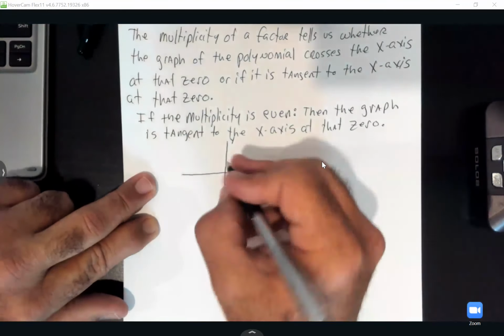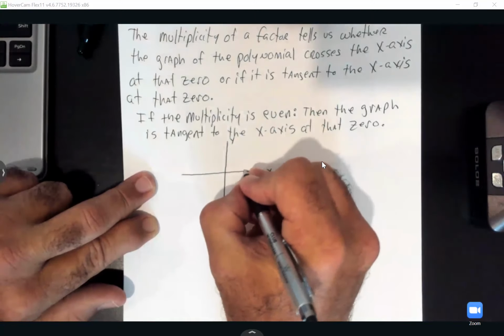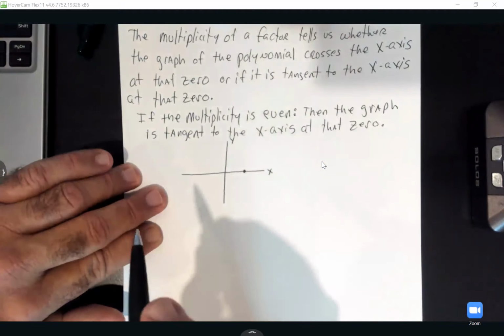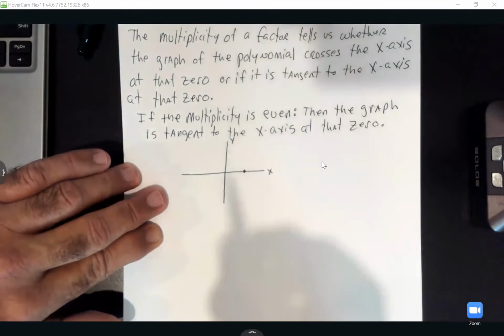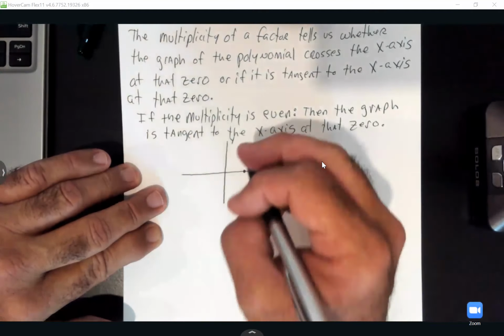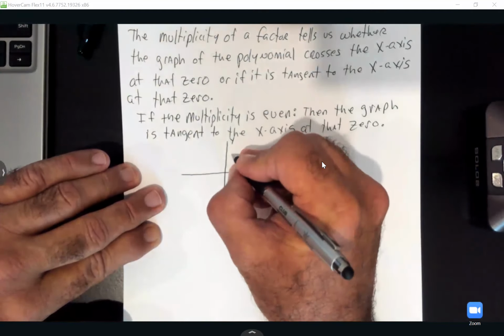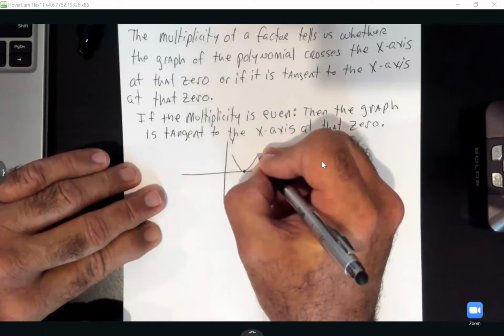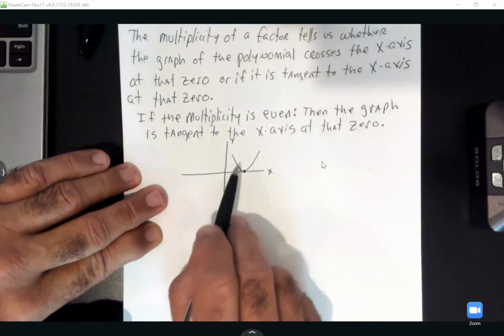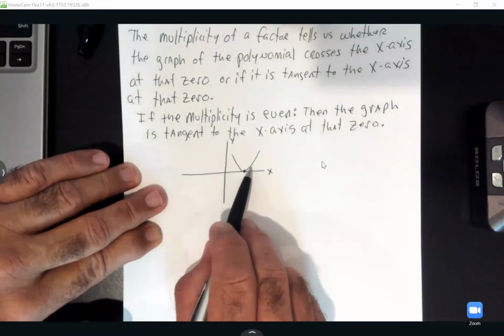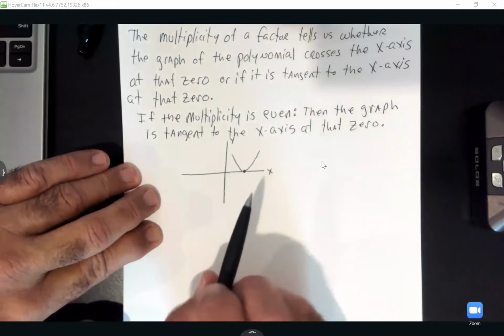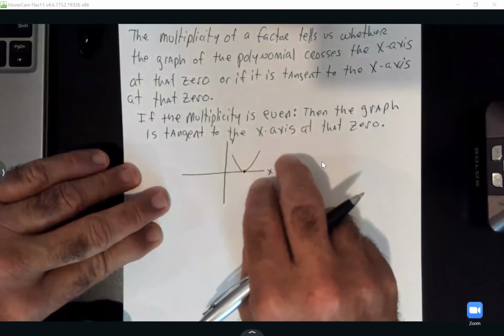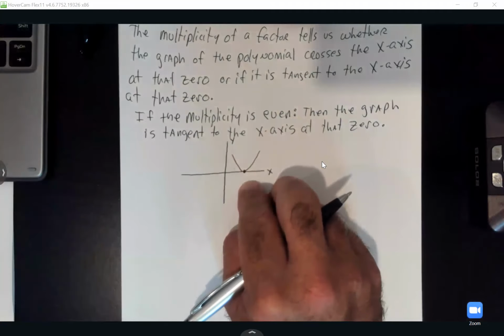Say I worked a problem and my 0 was 5, and say it was an x minus 5 squared or an x minus 5 to the 4th. If it was an even multiplicity, what it means to be tangent is the graph is going to come down, touch the x-axis, and then it shoots back up. So tangent means it just comes down and touches that x-axis and then heads back up. Okay, so this is what we call tangent, when it does not physically cross that x-axis.